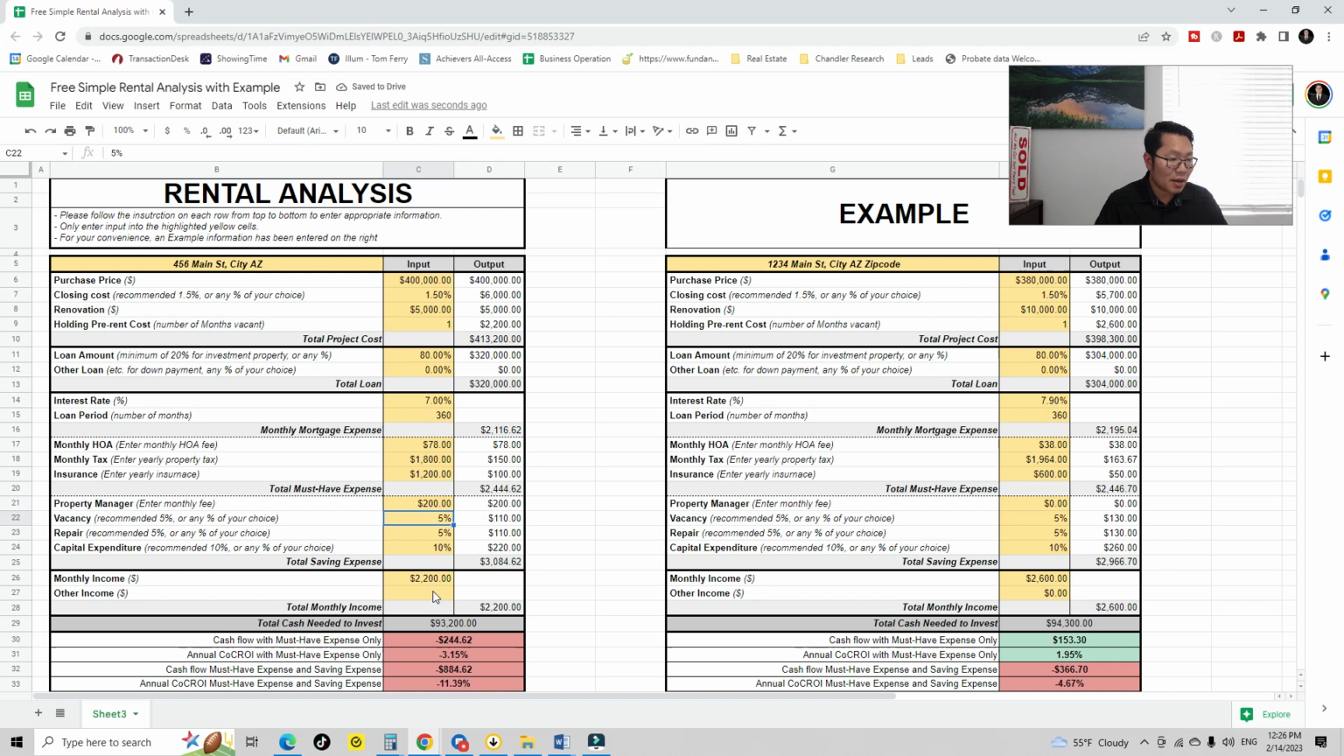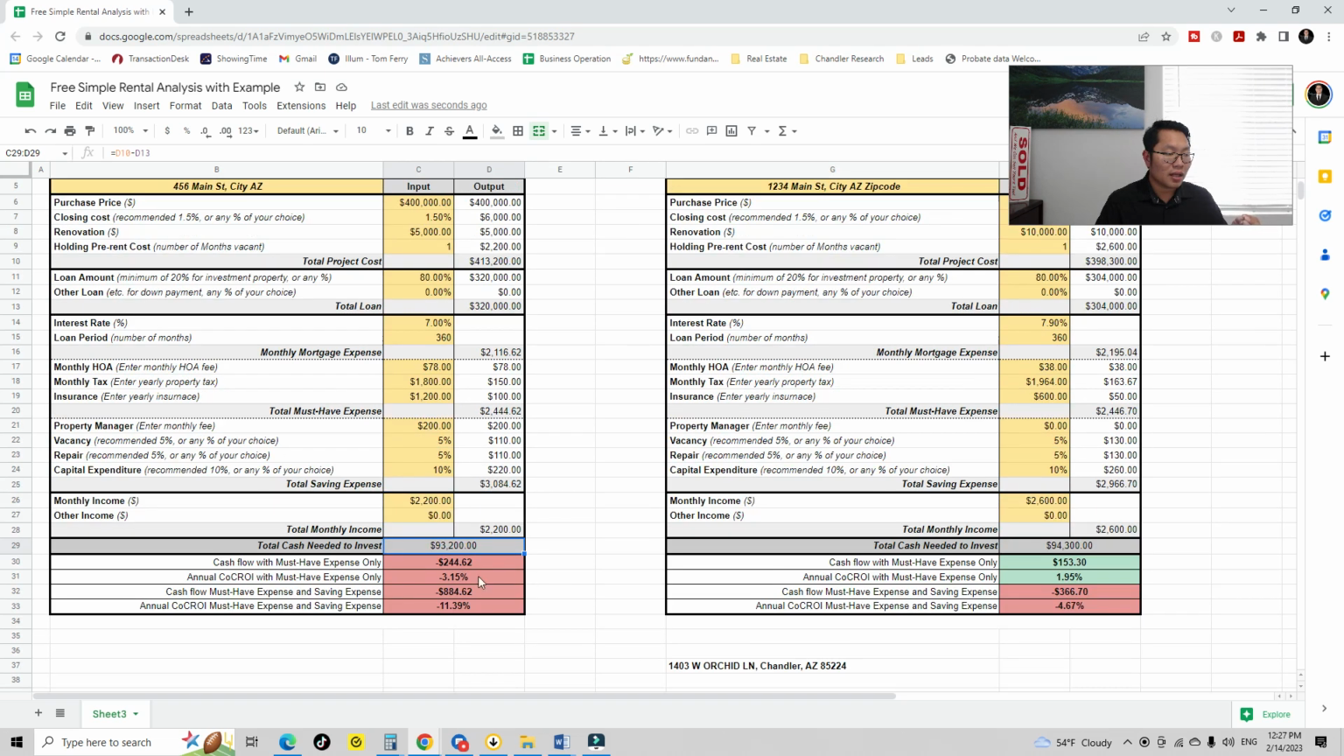The monthly income is 2,200. If you have any other incomes, for example, if on that property you have 2 units, you can add the second income here. For this situation, let's say we don't have any other incomes. Overall, the cash needed to invest is 93,000. So this gives you the number that you need to have in the bank account so that you can close the deal.